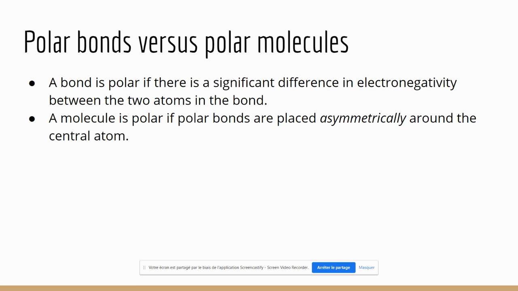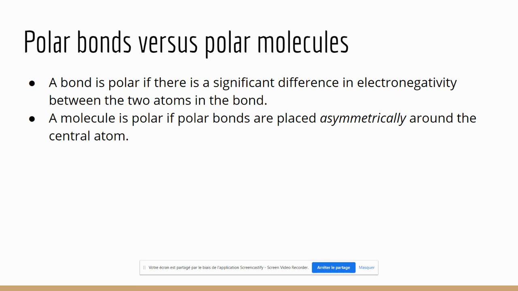This whole chapter, we're going to talk about the geometric 3D structure of molecules. For right now, you don't need to know how to do that just yet. We'll get to that in a later video. But if you have a symmetric placement of polar bonds, the forces actually cancel out and you will have a nonpolar molecule. You have to have asymmetric placement of polar bonds around what we'll typically call a central atom, one that's just in the middle. If you have asymmetric placement of polar bonds, then you will have a polar molecule.